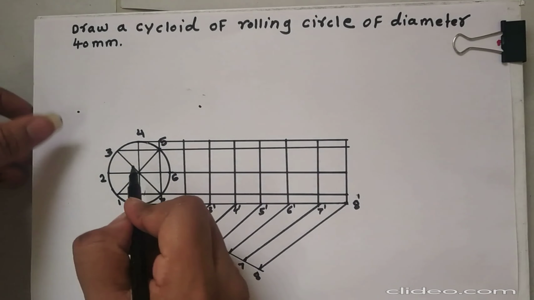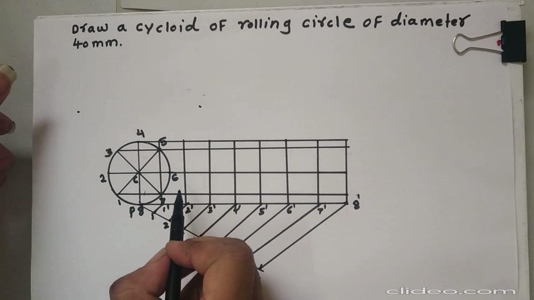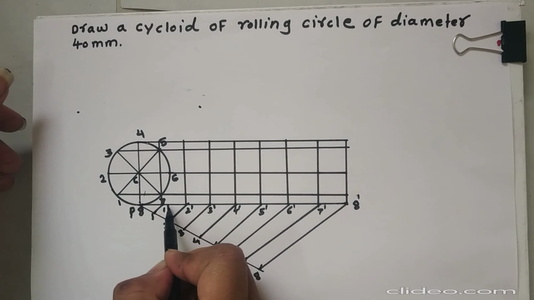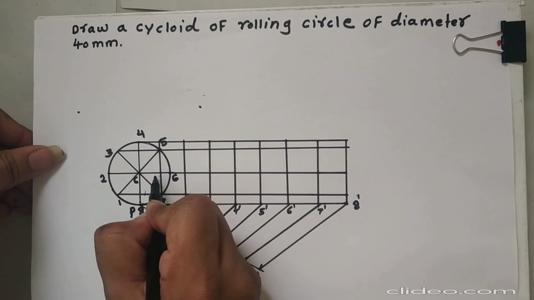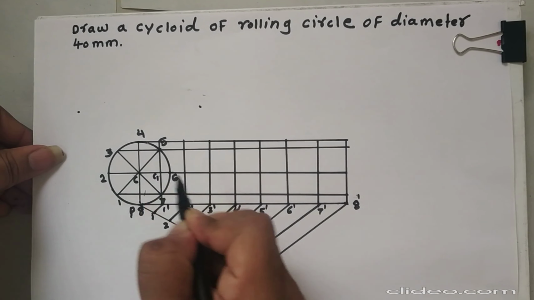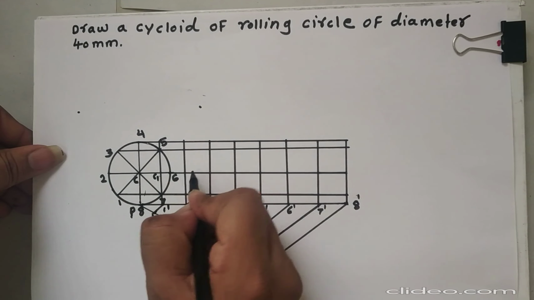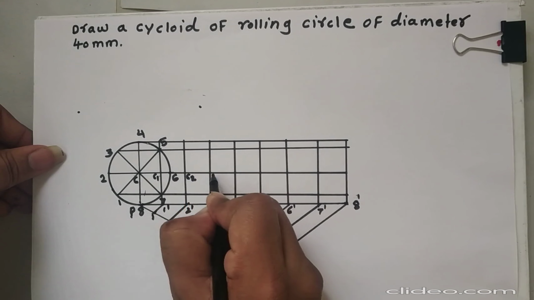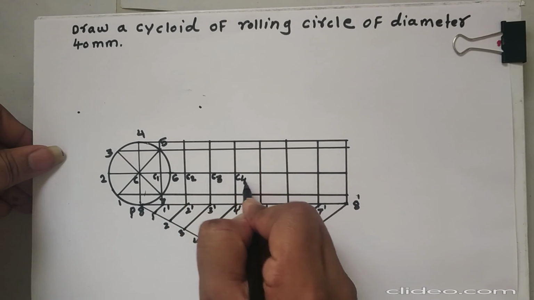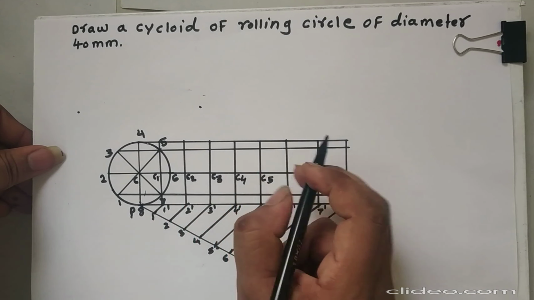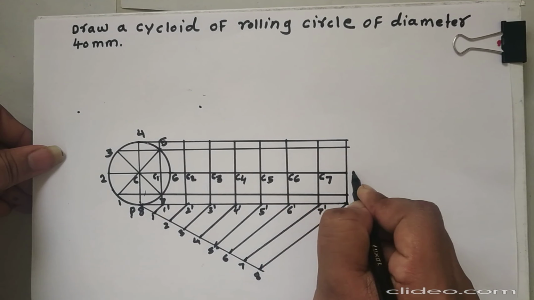Next, the center point of the circle is named C. Now you can see this 1 dash and this horizontal line, that is 2, 6 dash, intersecting over here. So name this point as C1. Now 2 dash and this horizontal line intersect over here. So name this point as C2. So this is C3, this is C4, C5, C6, C7, and the last one is C8.